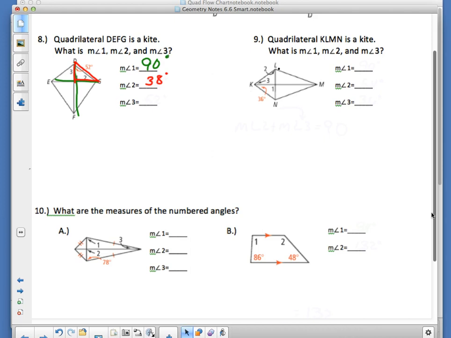My last one is that the long axis of the kite is a symmetry divider. Angle 3 is the same as that 52 degree angle. Does that make sense? So angle 3 is 52 degrees. Are there any questions regarding the values I found or the properties I talked about as I found those values? Your turn, do 9.